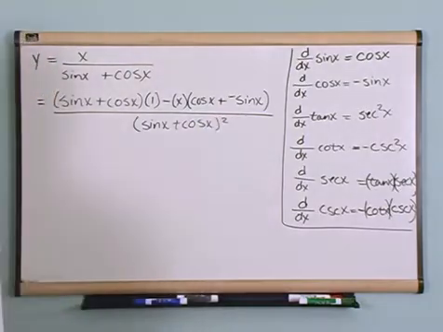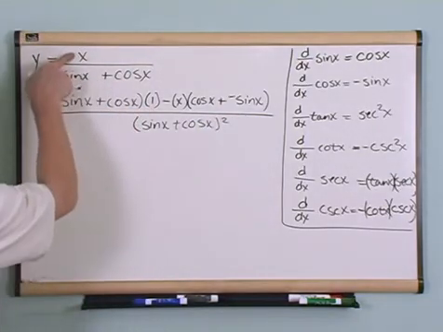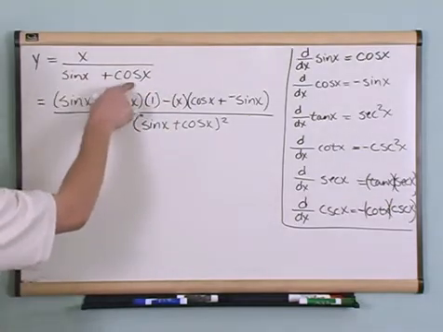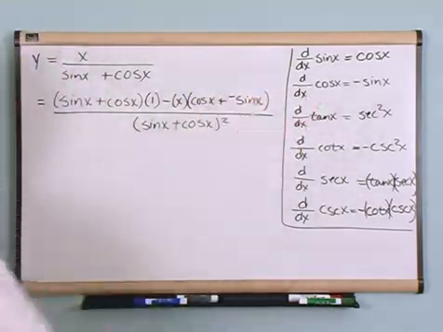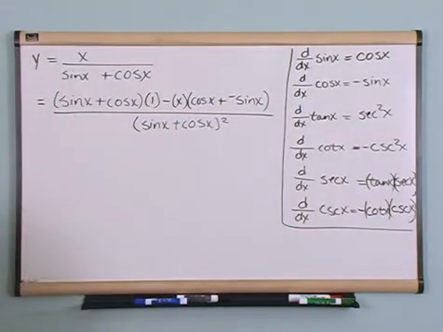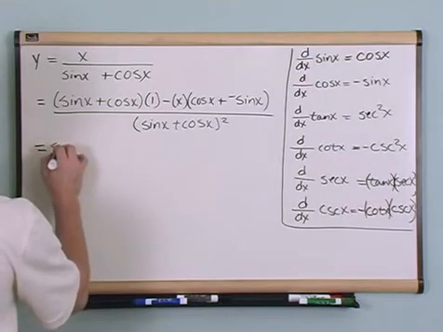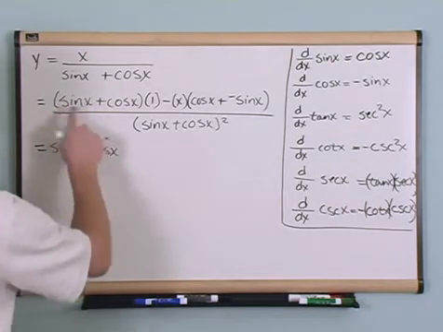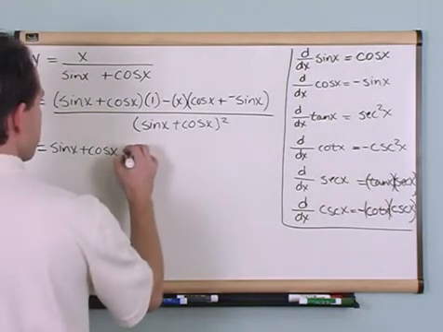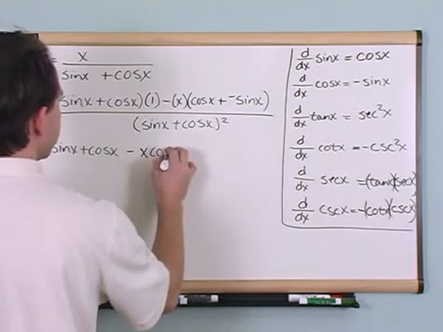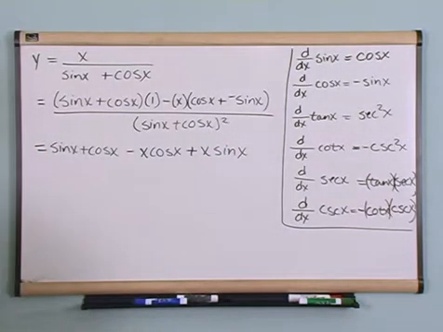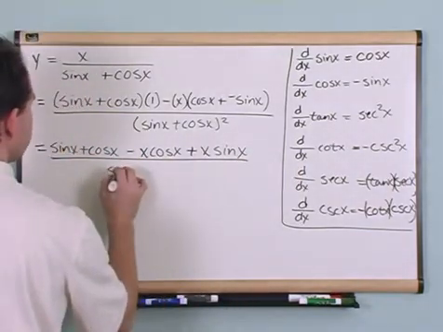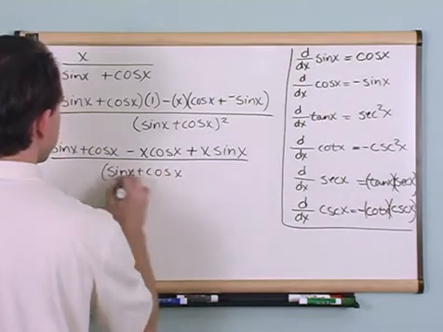And then the whole thing is going to be divided by the bottom squared, which is sine x plus cosine x, squared. So you have the bottom times the derivative of the top minus the top times the derivative of the bottom. You just take the derivative of each term. Derivative of sine is cosine. Derivative of cosine is negative sine. And here I have a plus minus, and that's going to turn into a big fat minus in a minute, but I just want to keep everything explicit so you know where everything comes from. So we have sine x plus cosine x, that takes care of this stuff, minus x times the cosine of x plus x times the sine of x. And on the bottom, we're going to have sine x plus cosine x, squared.